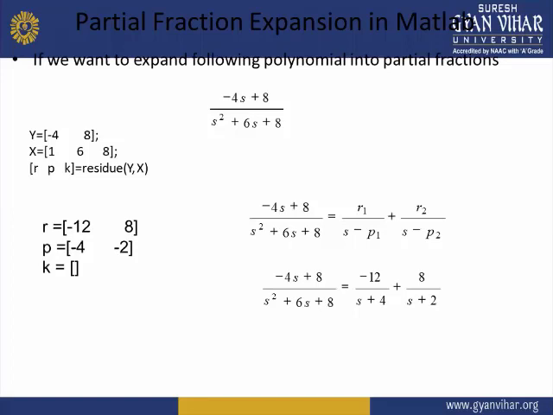So let's take an example. If you have this polynomial, minus 4s plus 8 upon s squared plus 6s plus 8, and you use the MATLAB command, then you will get r equal to minus 12 and 8, p equal to minus 4 and minus 2, and k equal to 0. That means the partial fraction for this equation will be minus 12 upon s plus 4 plus 8 upon s plus 2.